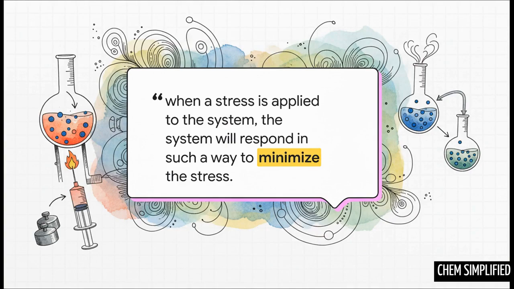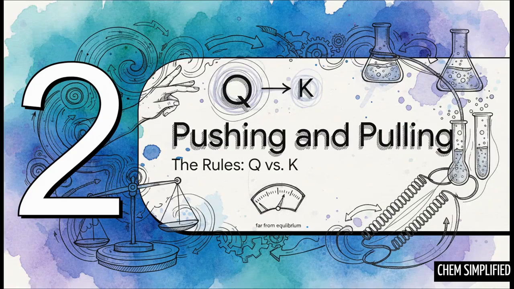The best way to think about it is that chemical systems are kind of lazy. They want to be in their most comfortable state, their lowest stress state, which is equilibrium. So if you go and poke it, say by changing the concentration, or the pressure, or the temperature, it's going to shift around and adjust itself to cancel out whatever you just did. It's the fundamental stress response of a chemical reaction. So we've got the core idea down. Now for Section 2, where we get practical.